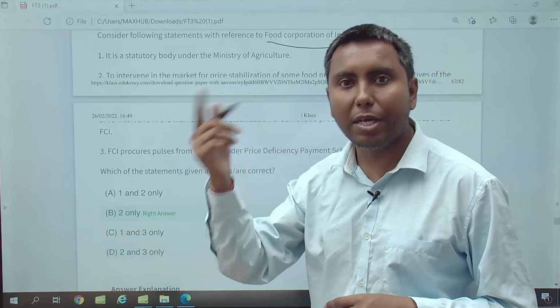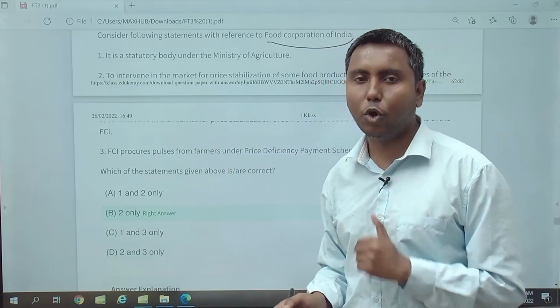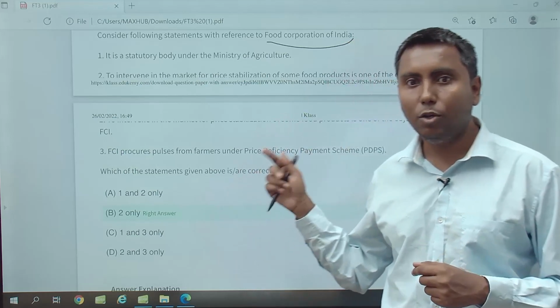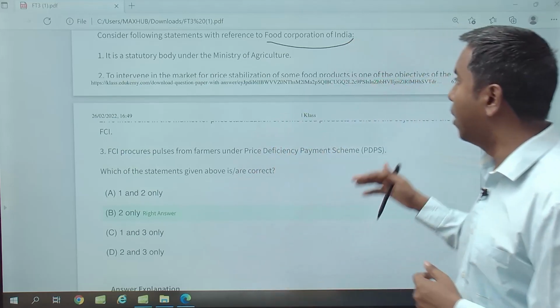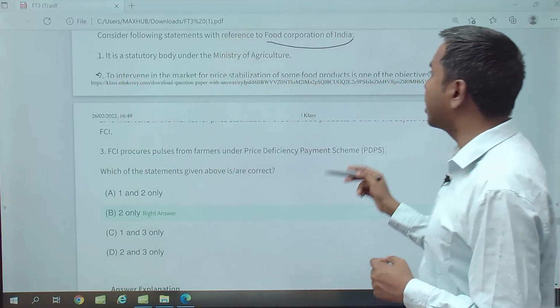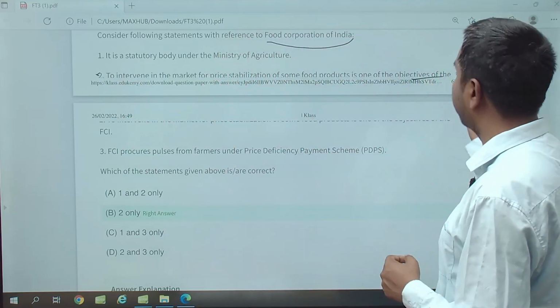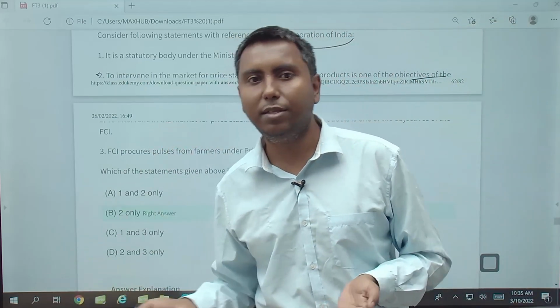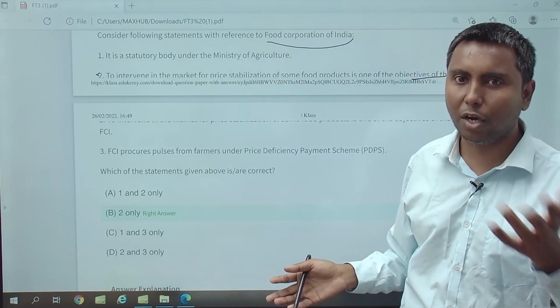In a statement, they may say that it is under the Ministry of Agriculture because it is related. So while preparing itself, you should warn yourself repeatedly against these mistakes. 2. To intervene in the market for price stabilization of some food product is one of the objectives. This is the direct question. This is the direct statement. This is an obvious statement, to intervene in the market for price stabilization.